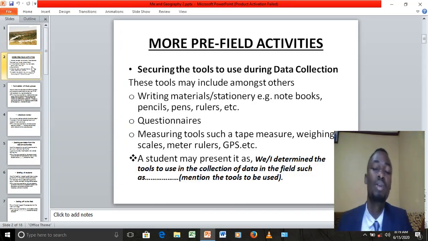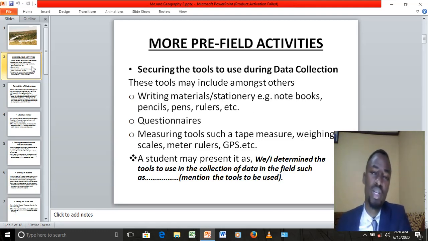Apart from those four, there are some more activities that are carried out in preparation for the field. Before you go for the field, you need to know how you're going to collect the information. That activity is known as securing the tools to use during data collection. What do you need basically? You need a notebook, a pen, a pencil where necessary. You need measuring equipment such as tape measures, weighing scales, meter rulers, a GPS, that is the global positioning system or device. And you also need questionnaires in the field to ask questions and get information.